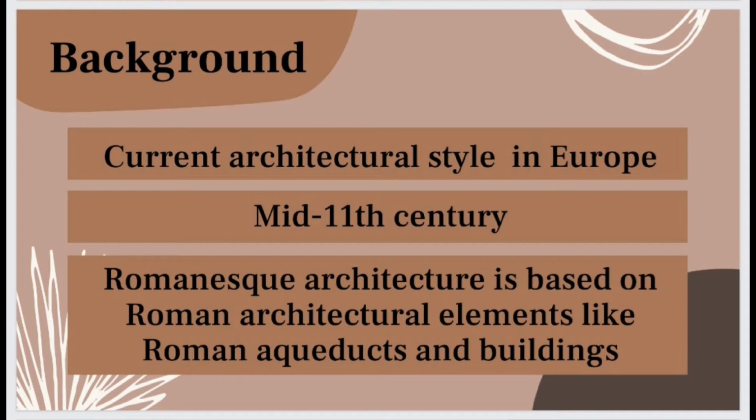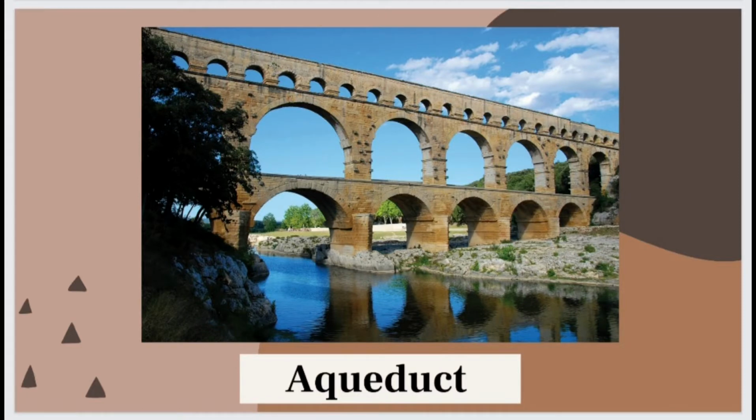Churches, buildings, and chapels were made inspired by Romanesque architecture. Romanesque architecture is based on Roman architectural elements like Roman aqueducts and buildings. A Roman aqueduct is used to carry water through ridges and bridges to cross valleys. This is where the Roman Empire, most of them exhibiting arcs as a part of the architecture. This is an example of an aqueduct. You can see in the picture that it has arcs in sequence.